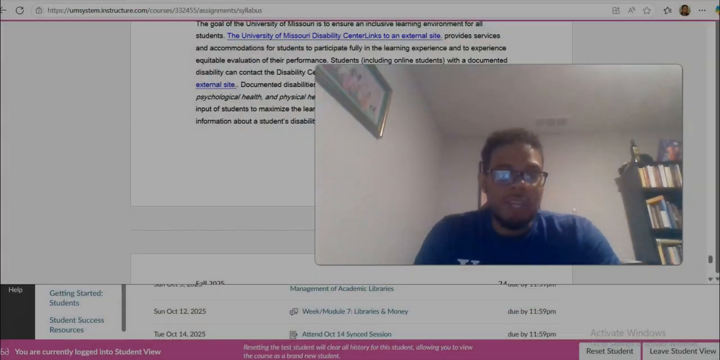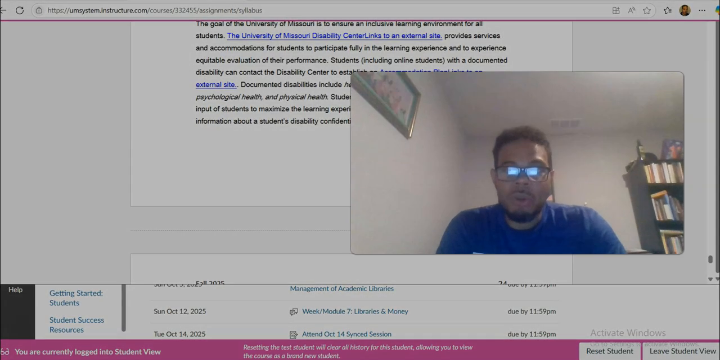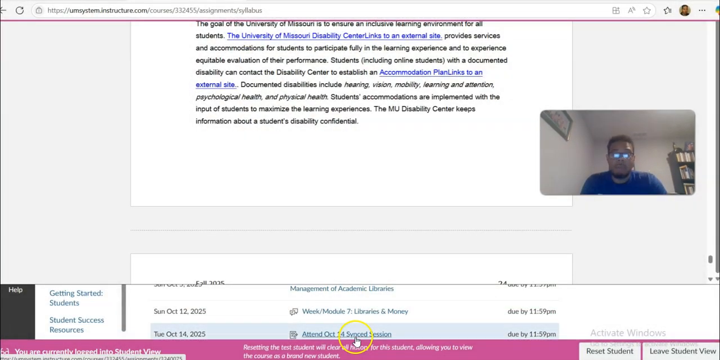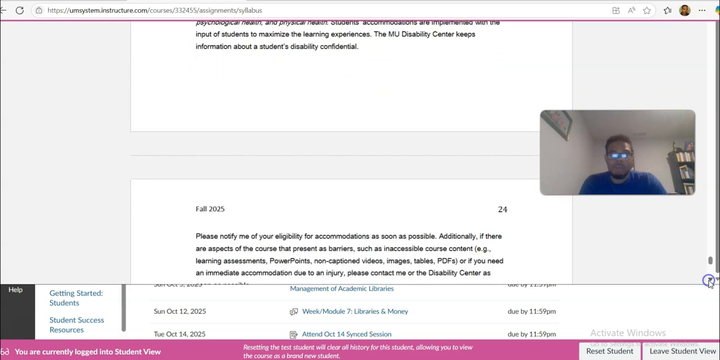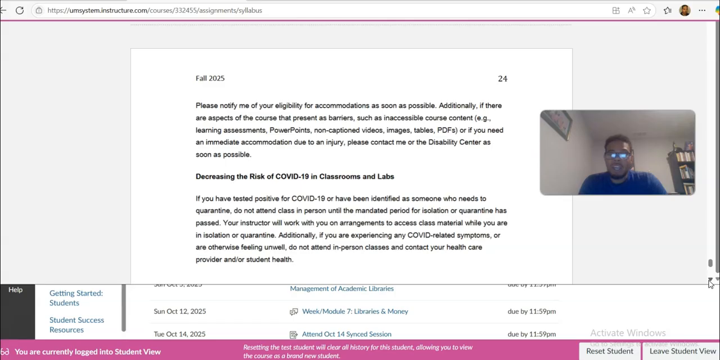The accommodation plan will give you concessions and accommodations within this class that I have to abide by, and I am more than happy to abide by those things. So, but again, get an accommodation plan. The Office of Disabilities will communicate the accommodation plan to me, and I will abide by it accordingly and happily. And from there, we will all be successful, which is what I want.